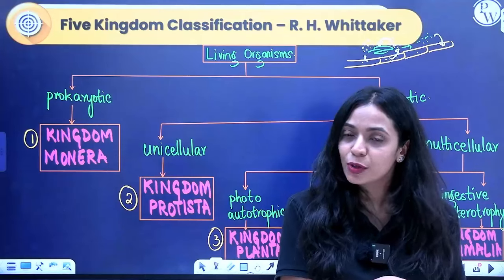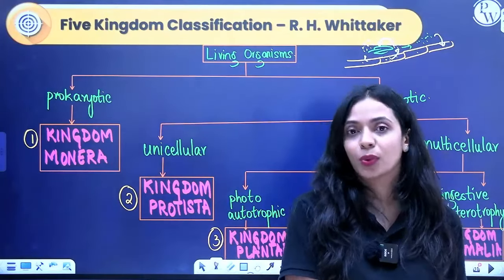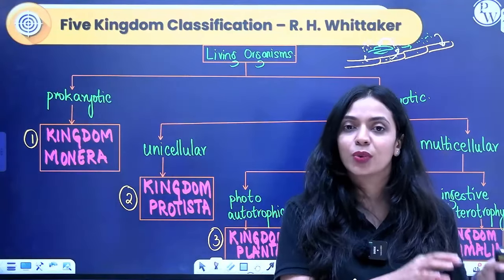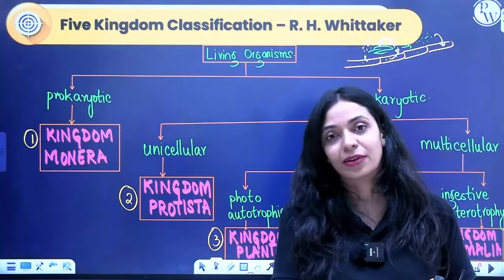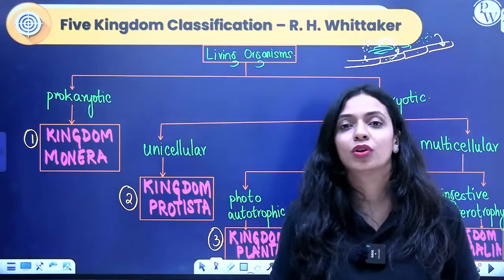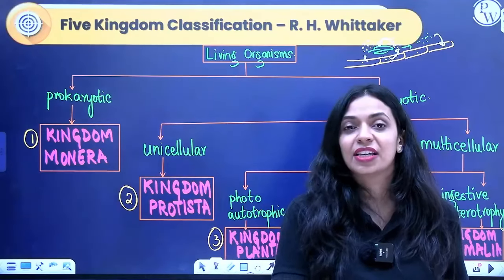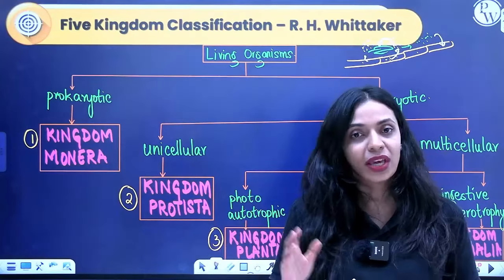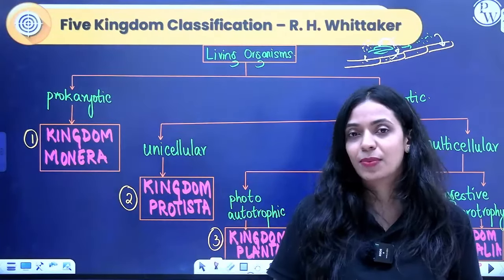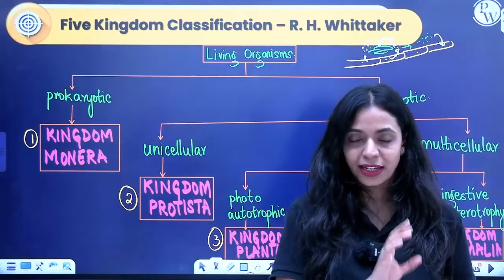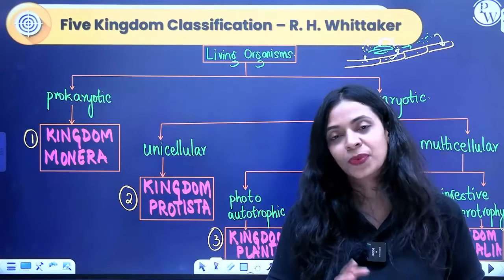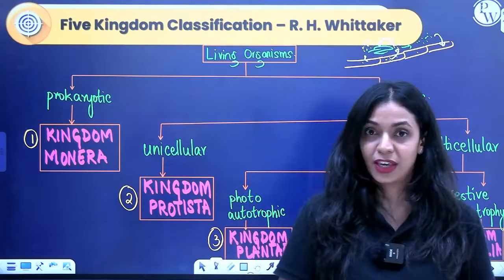Now what are we left with? We are left with multicellular eukaryotes. How do we classify them further? By looking at their mode of nutrition. Is it autotrophic? Is it absorptive heterotrophic? Is it ingestive heterotrophic, right? So looking at these criteria, we can classify them into kingdom Plantae, kingdom Fungi, and kingdom Animalia respectively. So this is the 5 kingdom classification.